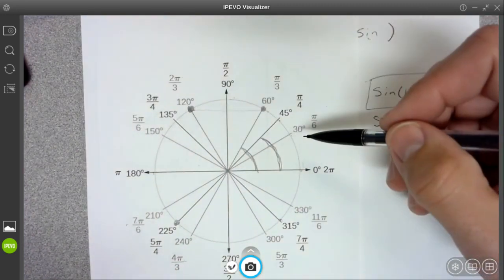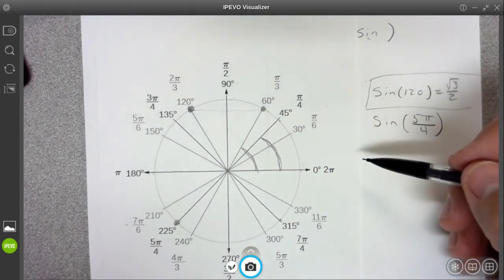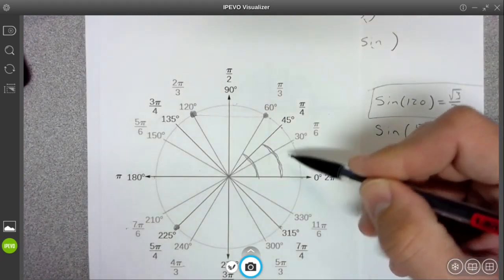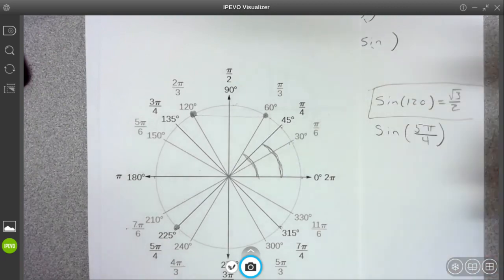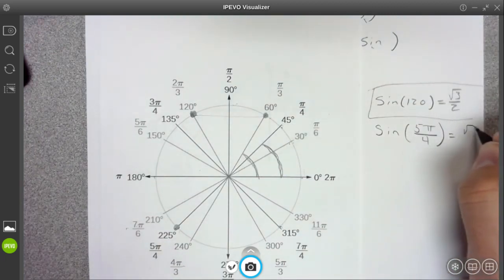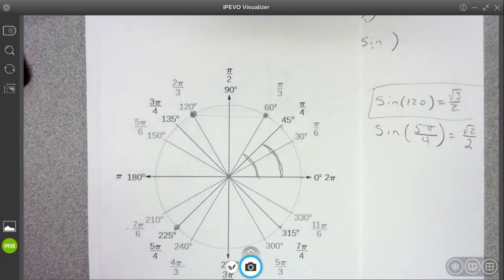Let's see here, sine and cosine. At 45 degrees, those are the same. So it was 1 over 2 and then root 2 over 2. So square root of 2 over 2 is the sine of that angle, but it's negative.